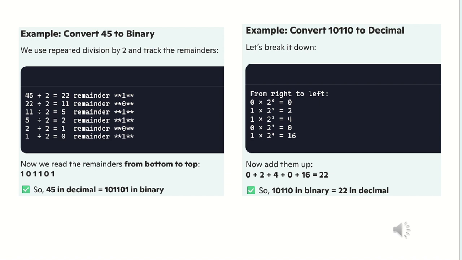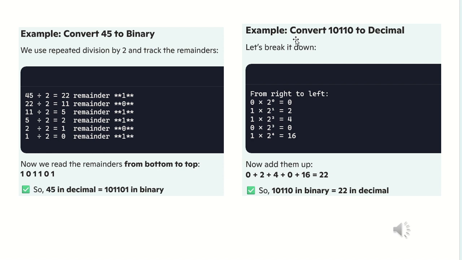Now, let's see about the number system conversions. Let's say you're given a decimal number and you have to convert it to binary. You have to divide the given decimal number by 2 and record the remainders. For example, 45 is the given decimal number. Now we are dividing it by 2 until it reaches the remainder 1. At the end, you have to write the remainders from bottom to top, like 1, 0, 1, 1, 0, 1. This is the binary representation of the given decimal number.